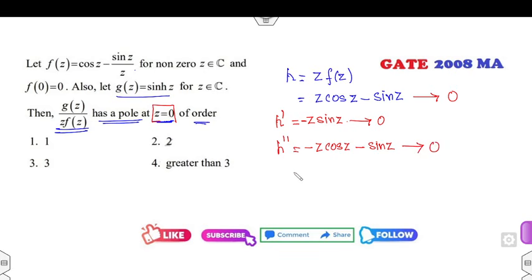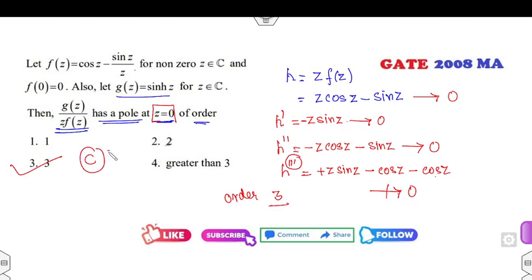Again it will be 0. If you take the third derivative, this will be minus z minus minus plus sine of z minus of cos z minus of cos z. Clearly say which is my non-zero, because cos 0 is 1, this is 1, this is 0. So the third derivative is my non-zero, order will be my 3. So C is my again right answer of this problem.